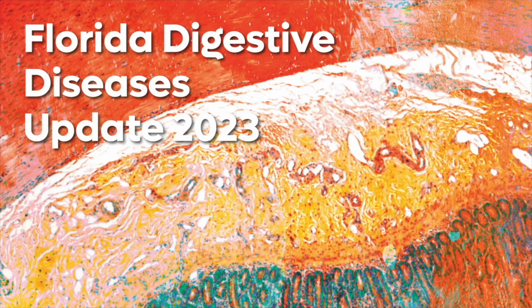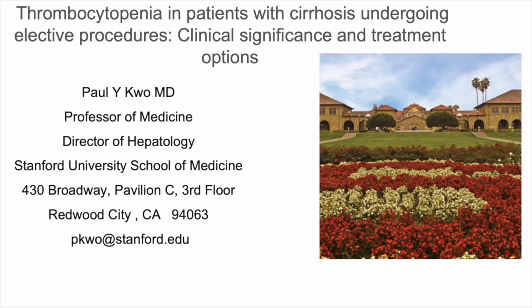So our next talk, again by Dr. Paul Coe. It is an important topic for hepatologists, gastroenterologists, and endoscopists. It is thrombocytopenia in patients with cirrhosis undergoing elective procedures, the clinical significance and treatment options. Great, thank you so much.